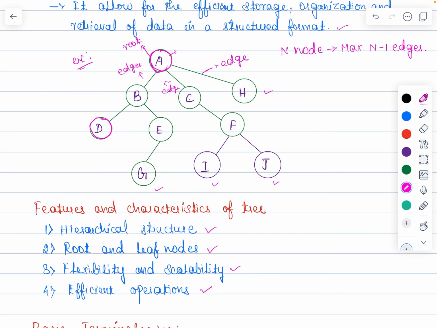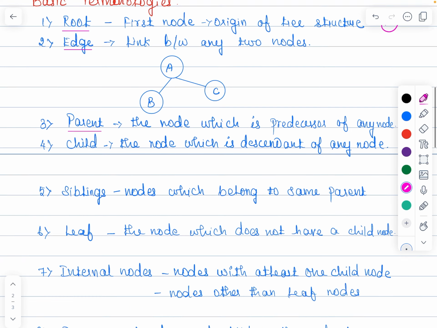If you take the root node, it is acting as a parent node for the nodes B, C and H. And B has two children D and E, so we can call node B also a parent node. Any node which has a child, we can call a parent node. Here, B has a child node, C also has a child node, H doesn't have a child node, so we cannot call H a parent node. E also has a child node G, F has children I and J. So B, C, E, F are the parent nodes.